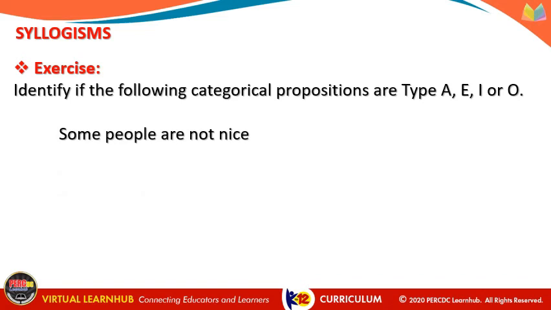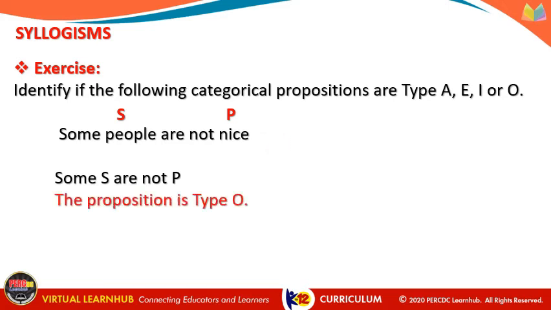Next, some people are not nice. The subject is people. The predicate is anything that is nice. This proposition follows the some S are not P format. Therefore, this is a type O proposition.